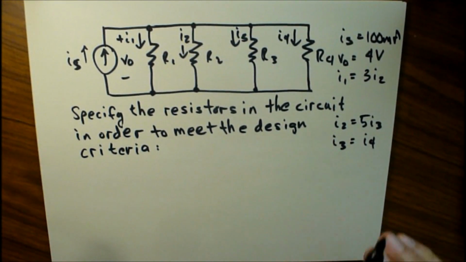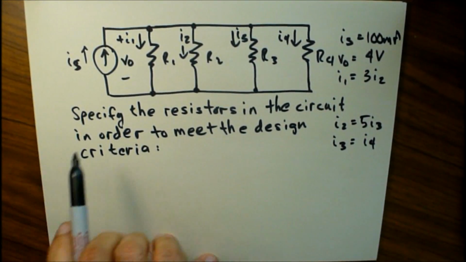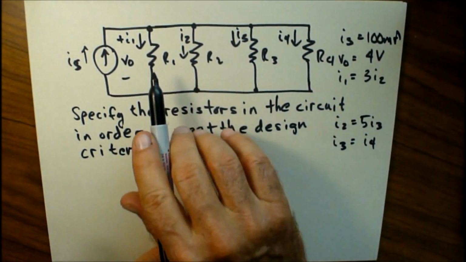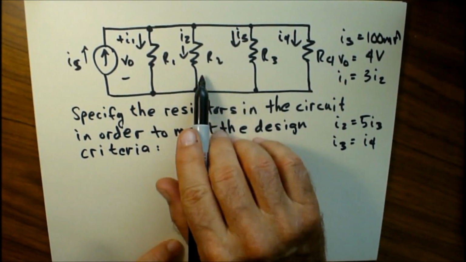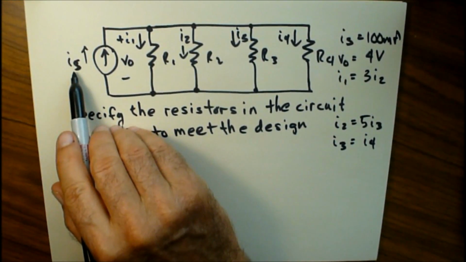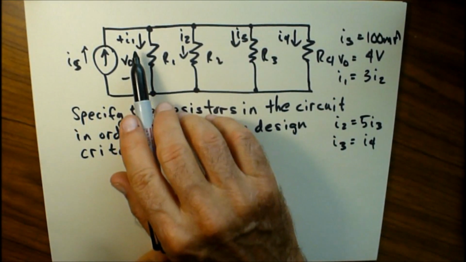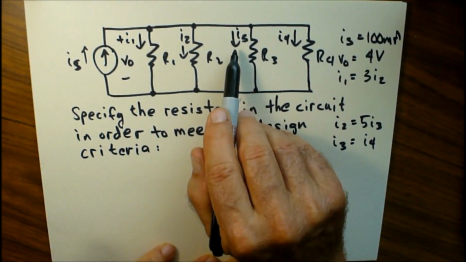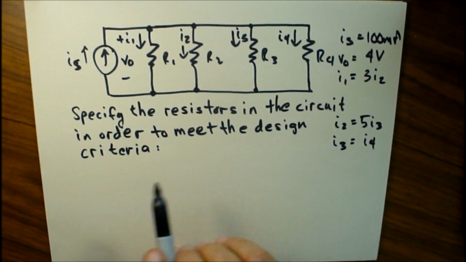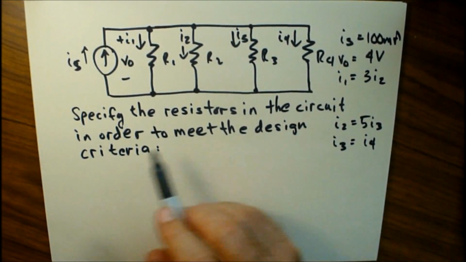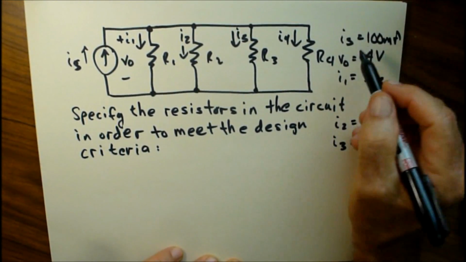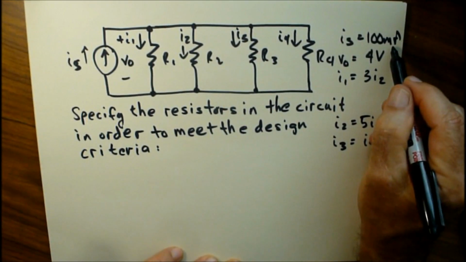In this Networks Chapter 2 style problem, we're given a circuit diagram with a current source and 4 resistors, R1, R2, R3, and R4, with 5 currents: the supply current I sub S, and currents I1, I2, I3, and I4 through the resistors. The problem is to specify the resistors in the circuit in order to meet the design criteria. The design criteria are here. I sub S is given as 100 milliamps.